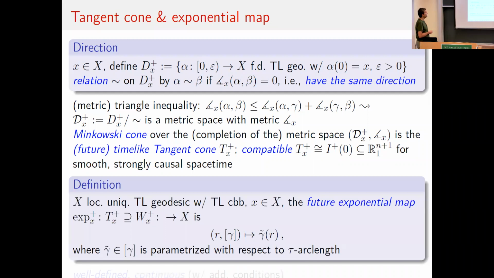And then, for example, you can define the exponential map if X is locally uniquely time-like geodesic and has time-like curvature bound below. Then you can define the exponential map on some subset of the tangent cone by just taking a parameter R, a time separation, and a class of directions, and you just evaluate the curve, which is parameterized with respect to tau arc length, at R. And this gives you a well-defined map from the subset of the tangent cone to your space. And if you have a little bit more, then it's actually also continuous.